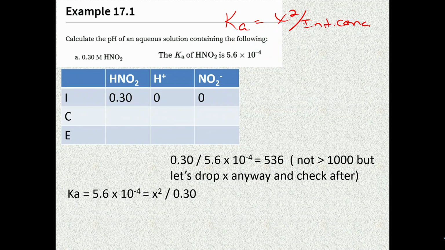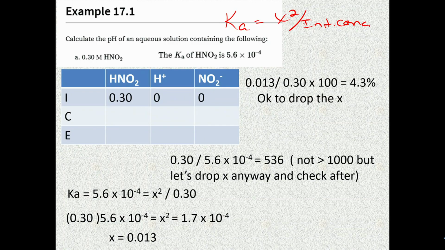So 5.6 times 10 to the minus 4 equals X squared divided by 0.3. X squared is equal to 5.6 times 10 to the minus 4 times 0.3, or 1.7 times 10 to the minus 4. X then becomes 0.013. I double checked. 0.013, my X divided by my initial concentration times 100 is 4.3%. So it was okay to drop the X.